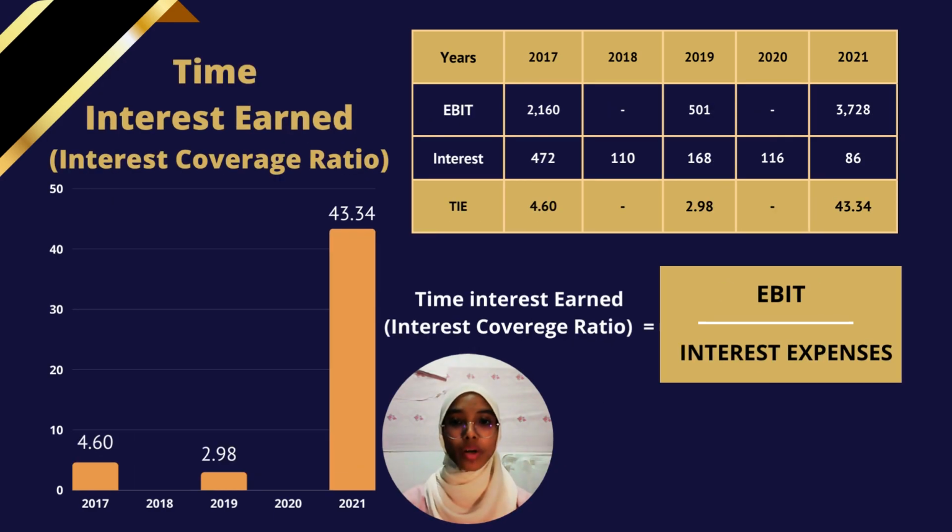Alright, next we are going to the time interest earned, which is the interest coverage ratio. The time interest earned, or TIE, ratio is a measure of a company's ability to meet its debt obligation based on its current income. The formula of a company's TIE number is earnings before interest and taxes (EBIT) divided by the total interest payable on bonds and other debt.